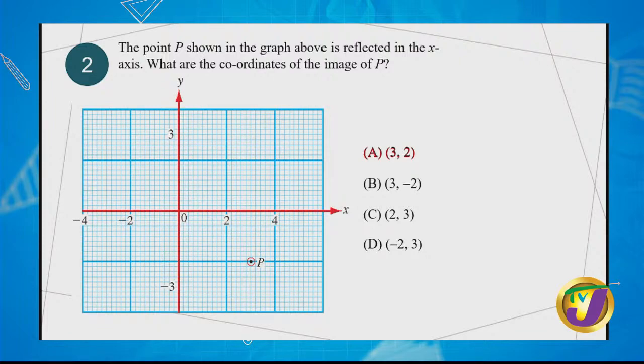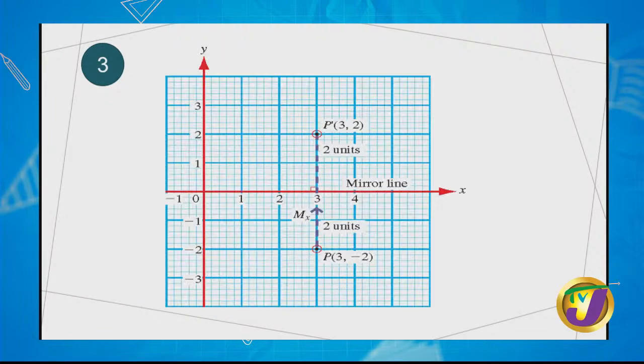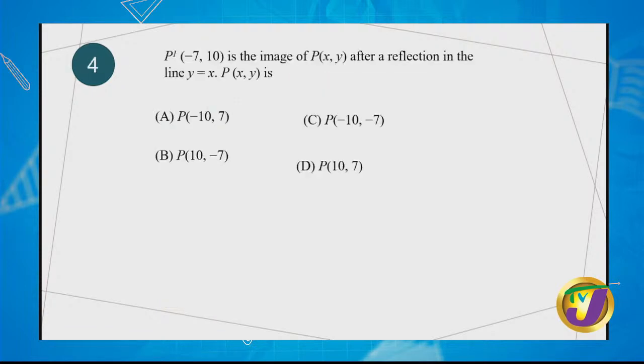All right. So question three. Here we have the other question. We are seeing P prime. And P prime would suggest it is what, the pre-image or the image? P prime would suggest that it's the image. And P would be my pre-image. So the coordinate for the pre-image for P is -7, 10.